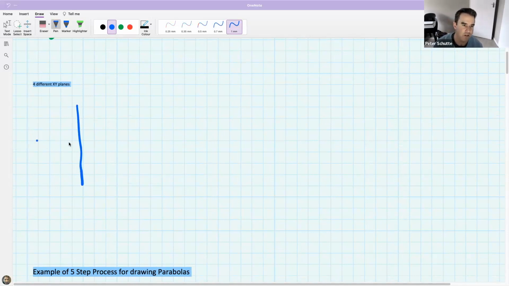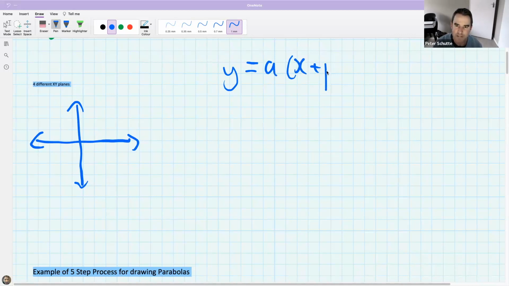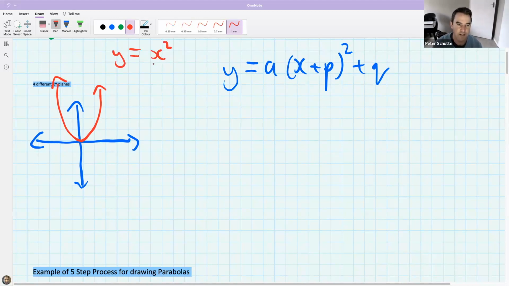Okay, so let's have a look at a simple example of how we get these funny looking letters in the turning point form. We have these funny letters A, P, and Q. And I want to show you what they actually do. So if you have something like y equals x squared, then the A value is 1. What do you think is going to happen if I change the value in front of that to a 2?